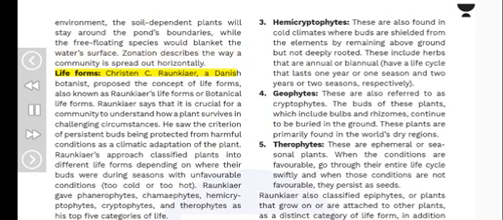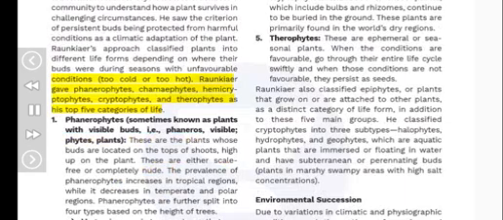Life forms. Christen C. Raunkiær, a Danish botanist, proposed the concept of life forms, also known as Raunkiær's life forms or botanical life forms. Raunkiær says that it is crucial for a community to understand how a plant survives in challenging circumstances. He saw the criterion of persistent buds being protected from harmful conditions as a climatic adaptation of the plant. Raunkiær's approach classified plants into different life forms depending on where their buds were during seasons with unfavorable conditions, too cold or too hot. Raunkiær gave phanerophytes, chamaephytes, hemicryptophytes, cryptophytes, and therophytes as his top 5 categories of life forms.